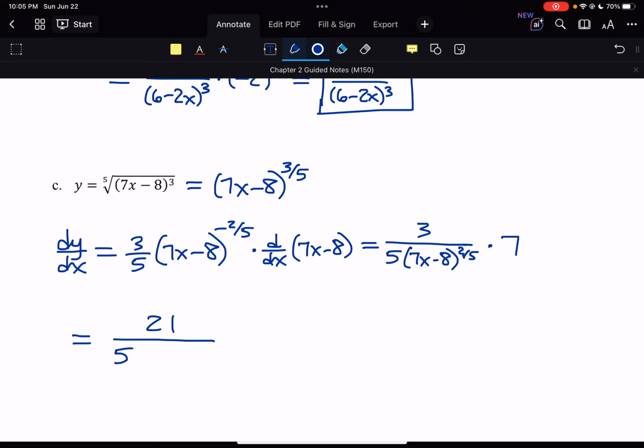And you could leave it as a fractional power. I'll put it back as a radical because that's what the problem gave us. So that would be the 5th root of (7x minus 8) squared. So that would be our final version of that, simplified down a bit.